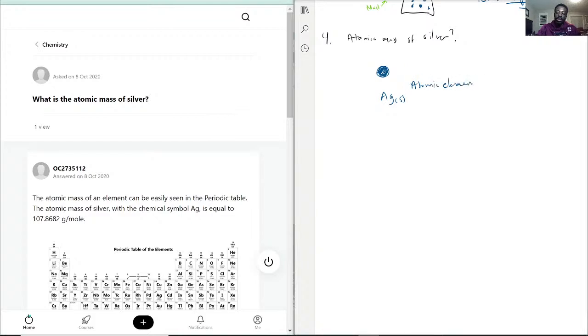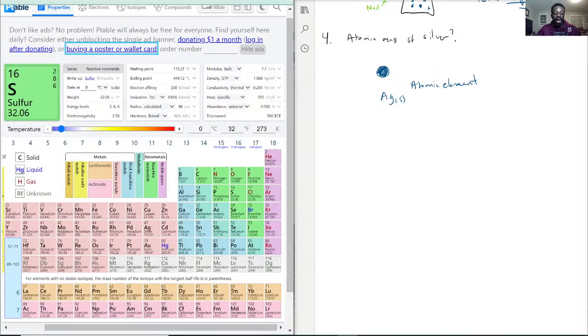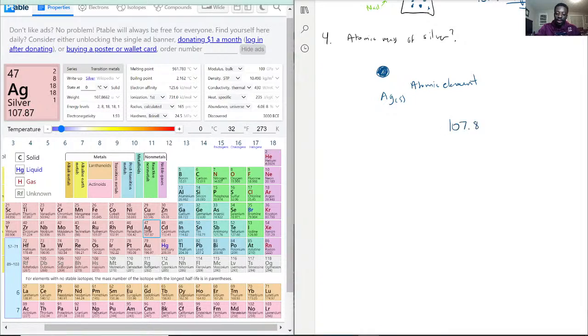Because we know it's an atomic element, we can simply refer to the periodic table and pick out the atomic mass for silver. Here it's written 107.87, and we put the units. The reason we can write that is because silver is by itself, so we don't need to multiply that atomic mass by any ratios. We just take it straight from the periodic table, and that is the atomic mass.